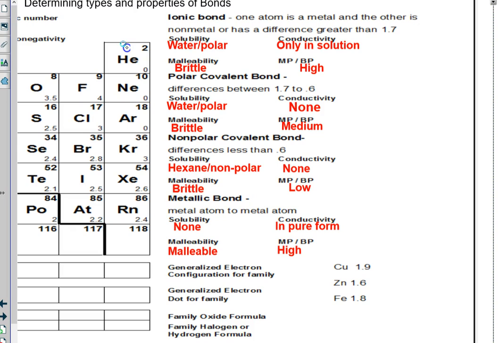And we'll go to a different slide here to find that. Over here are our types of bonds: ionic, polar, nonpolar, and metallic. Each one of these gives you a value that you can compare your answer to. So our number was 1.8. 1.8 is greater than 1.7, so that would be an ionic bond. Hopefully you're okay with that so far.